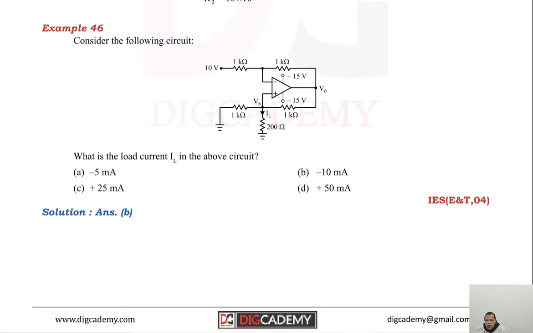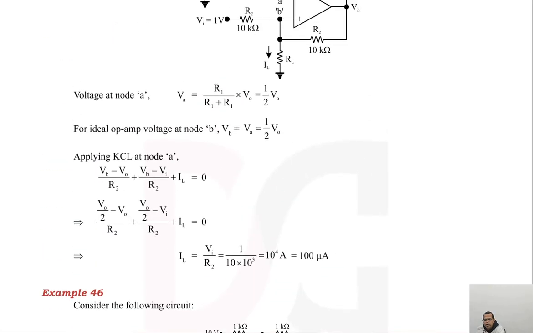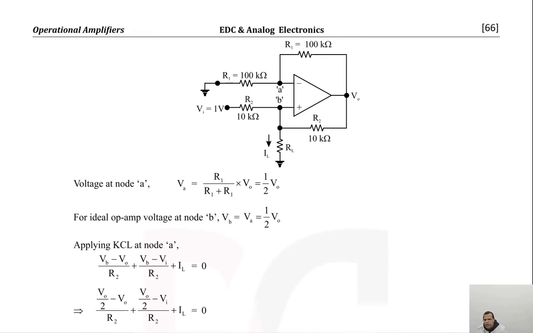Consider the circuit. What is the load current? So you have to find the load current here, and in this case this is the non-inverting terminal. Here I have given voltage at this point, so this is in inverting mode. In the previous example, it was in non-inverting mode. Input was given at the non-inverting point, and the inverting point was grounded.